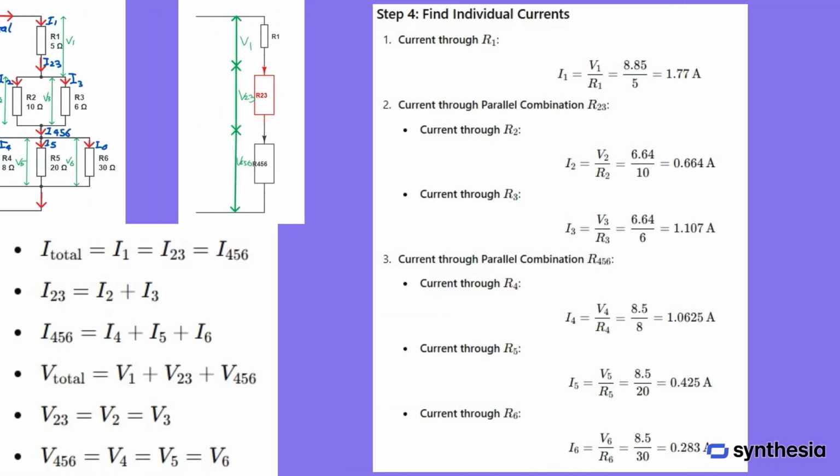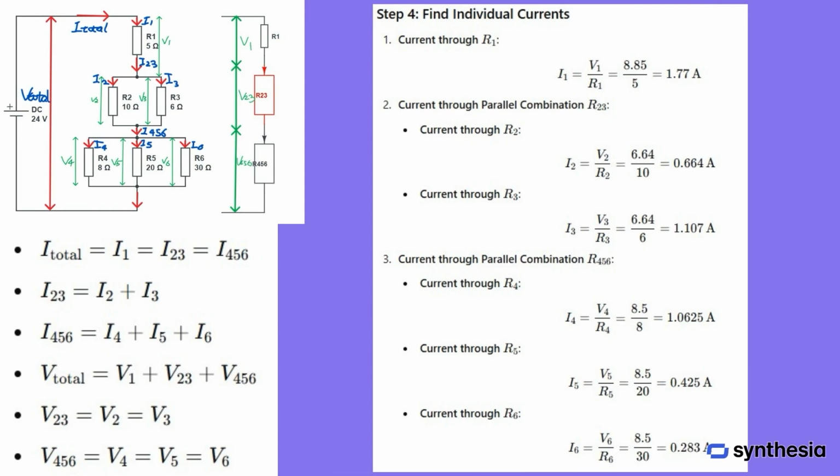4. Find currents. As we already know each individual resistor's resistance and voltage drop, we can use Ohm's law directly to get each individual current. I1 equals V1 divided by R1 equals 1.77 amperes. I2 equals V2 divided by R2 equals 0.664 amperes. I3 equals V3 divided by R3 equals 1.107 amperes. I4 equals V4 divided by R4 equals 1.0625 amperes. I5 equals V5 divided by R5 is equal to 0.425 amperes. And I6 equals V6 divided by R6 equals 0.283 amperes.